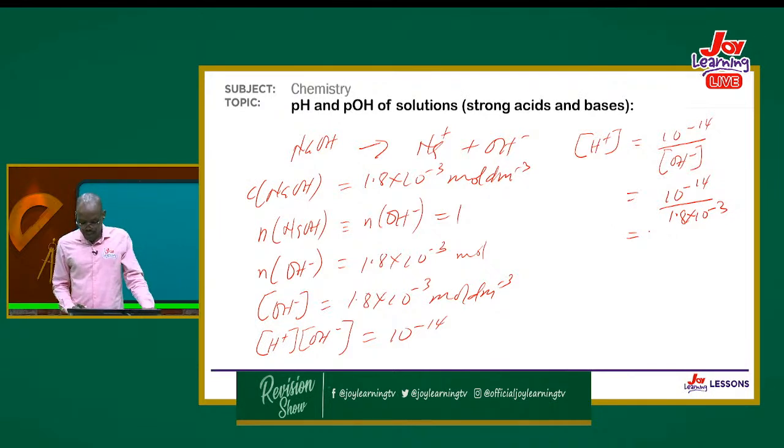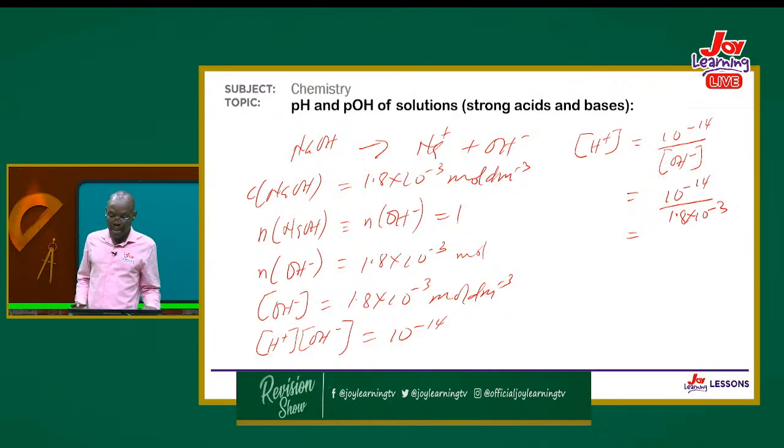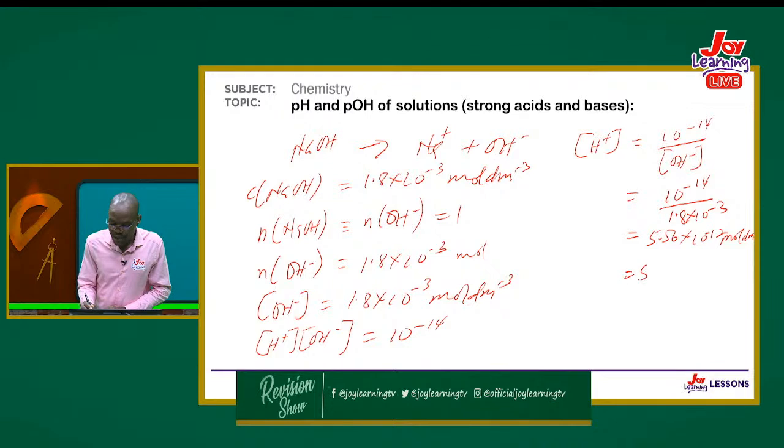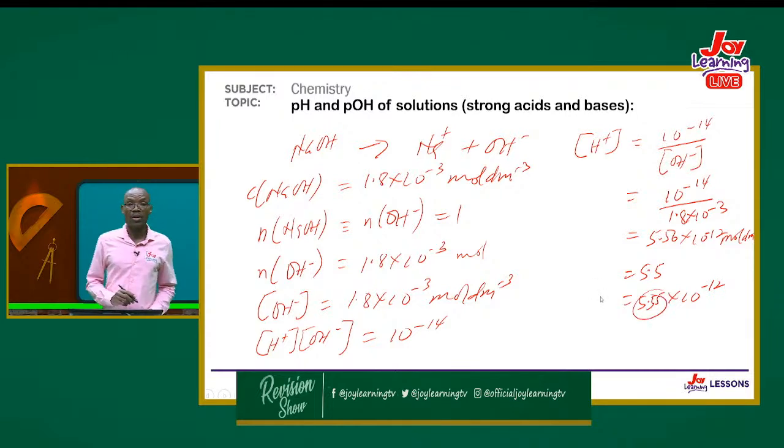So that gives me, 10 exponent negative 14 divided by 1.8 exponent negative 3. So I'm going to have 5.56 times 10 power negative 12. Please take note of the value. You have 5.555555. Approximation is very important. If you do the wrong approximation, it will go against you. You are wrong. So, for example, if I write 5.5 or I write 5.55 times 10 power negative 12, this is wrong. Wrong approximation. So, you lose.